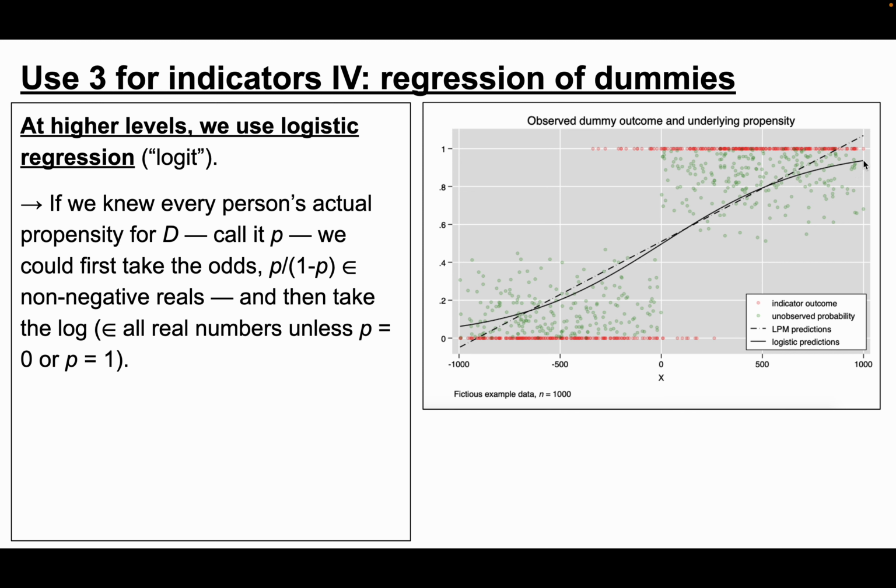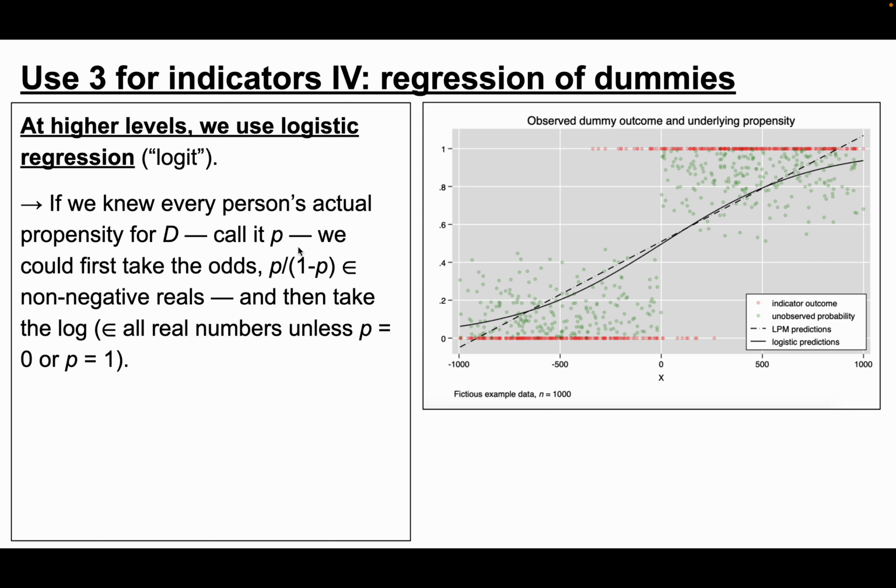And you can see that this is basically a simulation or a prediction of that underlying propensity, and you can see that it would have an asymptote here and an asymptote there, which is exactly what we want. So how would we actually estimate this? Well, if we knew every person's actual propensity for D, and we can call it P, which stands for probability, we could actually turn that into a linear relationship in the following way. So note that someone's probability has this interesting shape, right? It's non-linear. So how can we turn it into a linear function?